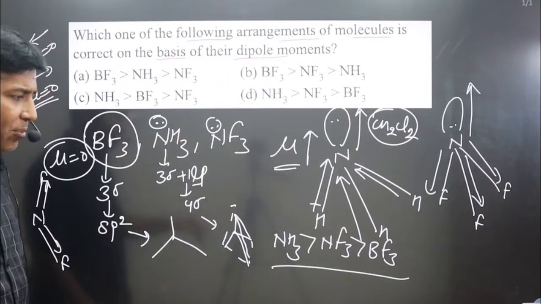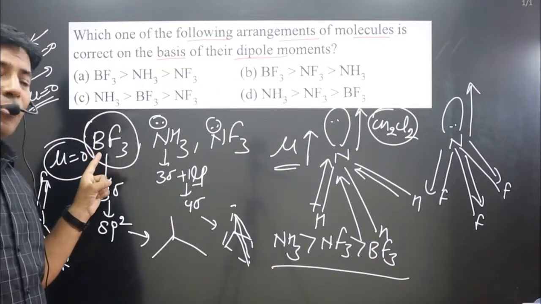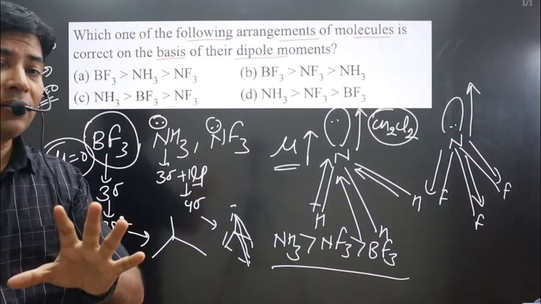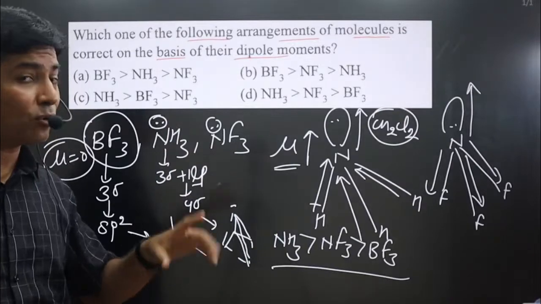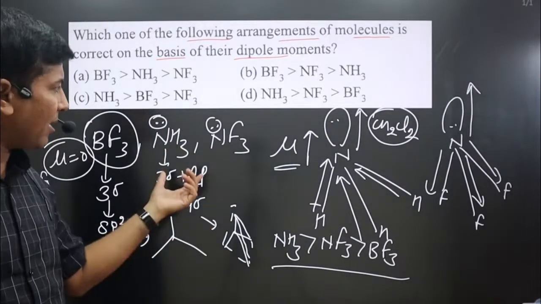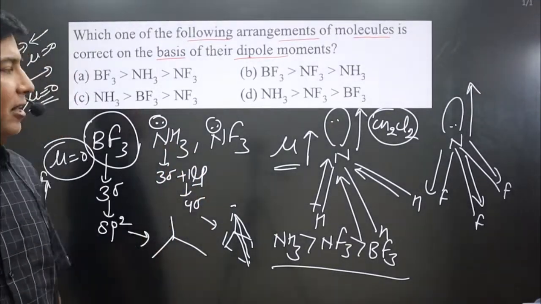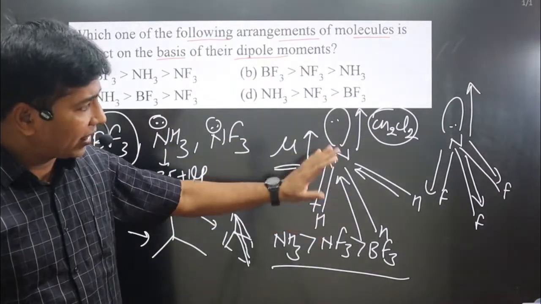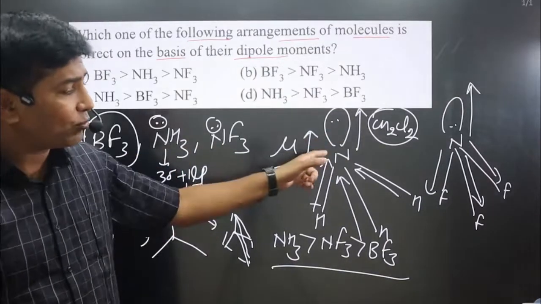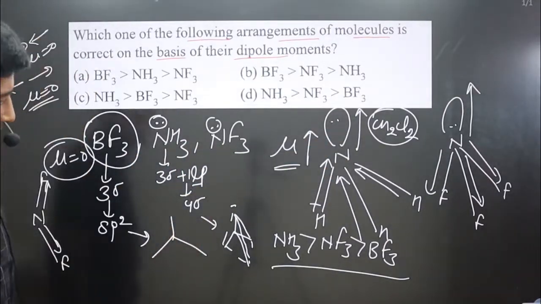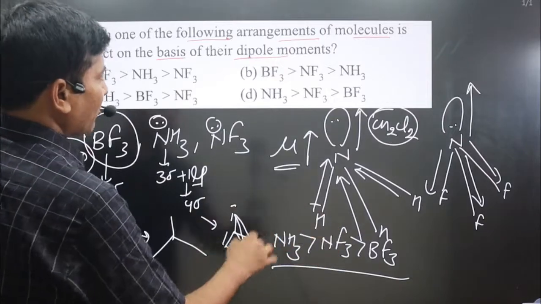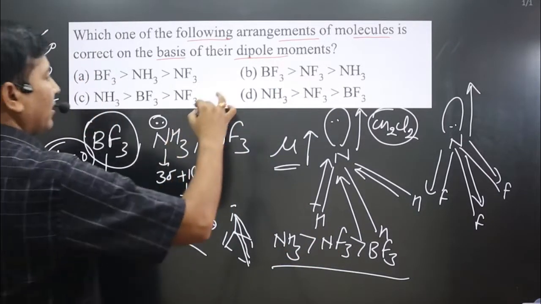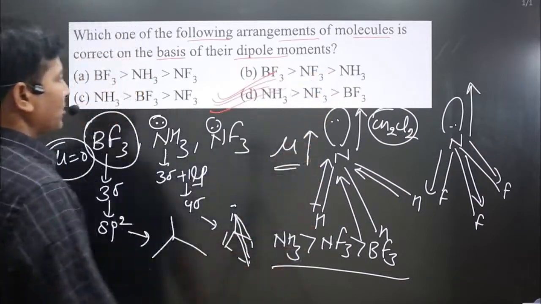Very interesting question. Why? Because we determine the dipole moment based on geometry, and we did not determine it based on the lone pair, because the lone pair is the same over the same central element. So we find the geometry, and then based on the electronegativity difference we determine the dipole moment. NH3, NF3, BF3: in any such option, option D is correct. We have option D is correct.